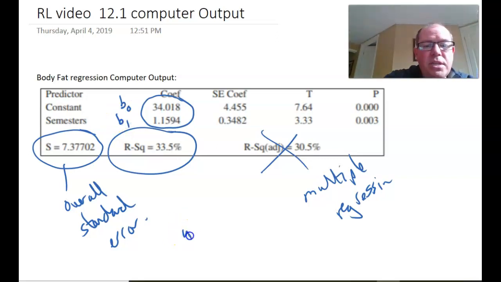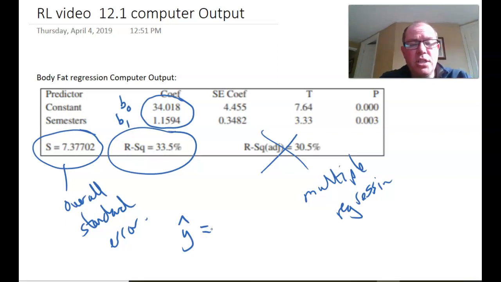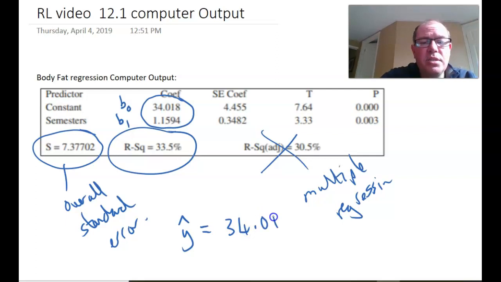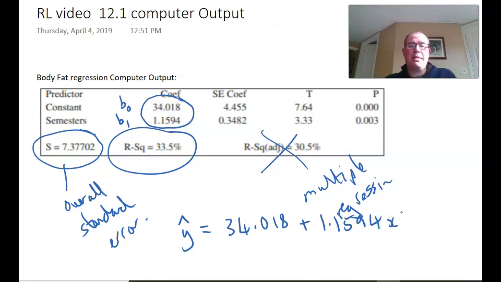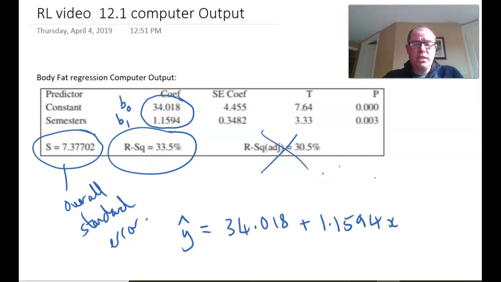So from this we can generate our least squares regression line of our sample. It's going to be a y-intercept of 34.018 plus a slope of 1.1594 times semesters, which I'll call x here. So that's how you get the least squares regression line from this table.